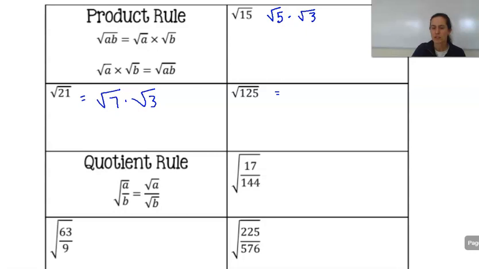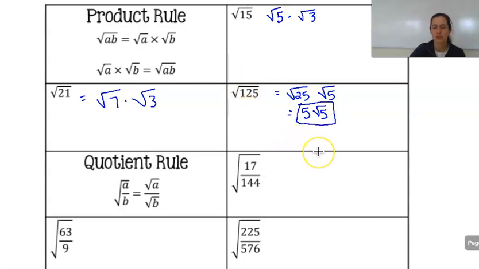Now, if I get something like square root of 125, I can break that down to 25, so square root of 25 times the square root of 5. Square root of 25 is a perfect square because 5 times 5 is equal to 25. So I'm trying to figure out what number squared is equal to 25. So we get 5, but then notice that for square root of 5, there's not a number I can square to equal 5, so that part stays under the radical. So the answer would be 5, radical 5.